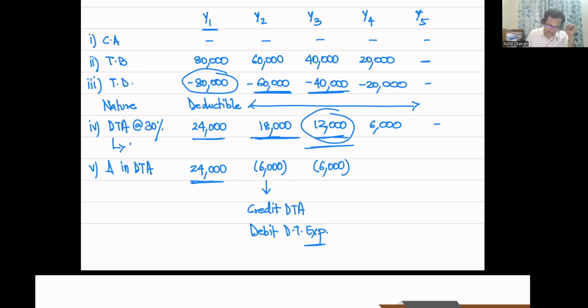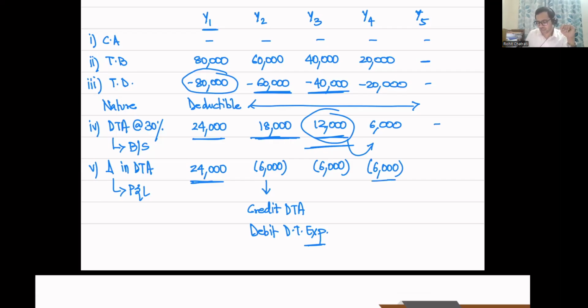Like I had mentioned earlier, this is basically a balance sheet value and this is basically a P&L value. So my deferred tax asset at the end of third year is going to be 12,000. For the fourth year also, I need to reduce my deferred tax asset by 6,000, which is going to be the same, where I need to reduce it from 12,000 to 6,000.